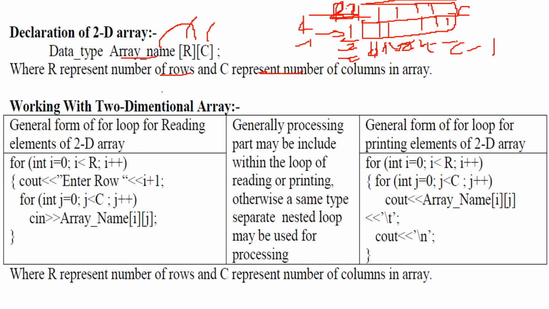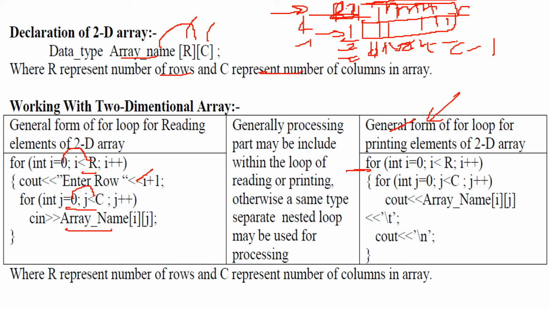So how to work with a two-dimensional array? We have to use two loops. Why two loops? Because first we have to go to a row, that is one loop for the row, and then we have to go inside the column. So first is going to a row, then to the column. So this is a general form for the loop for reading elements in a 2D array. We go from 0 to r, this is the row. We enter the first row, and then we go to column 0 to c, and then we can read from it. And if you want to print the element, this is how it is done.